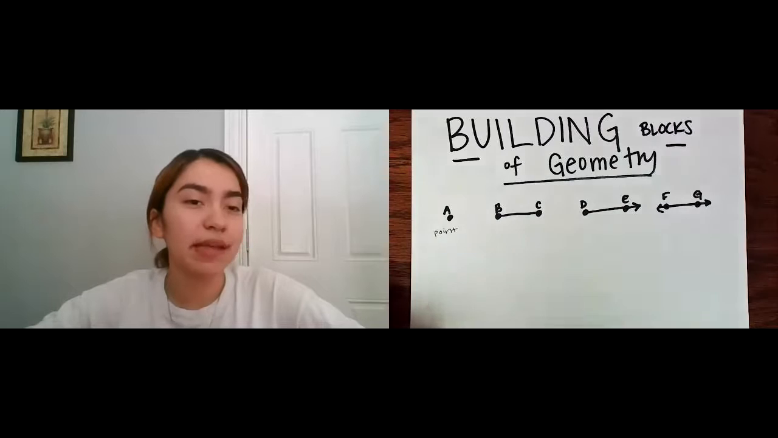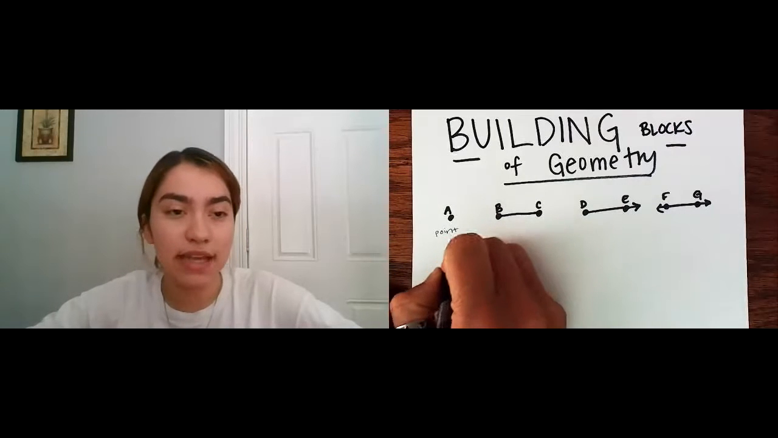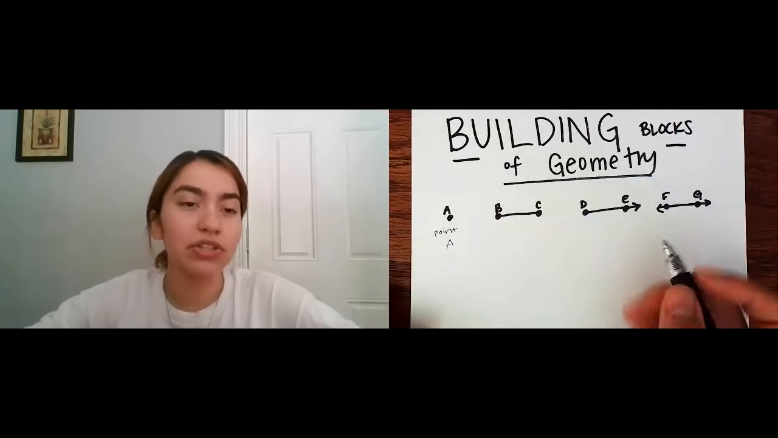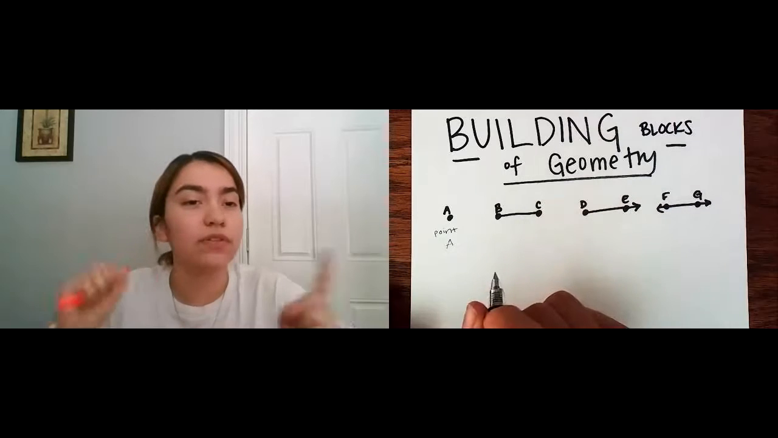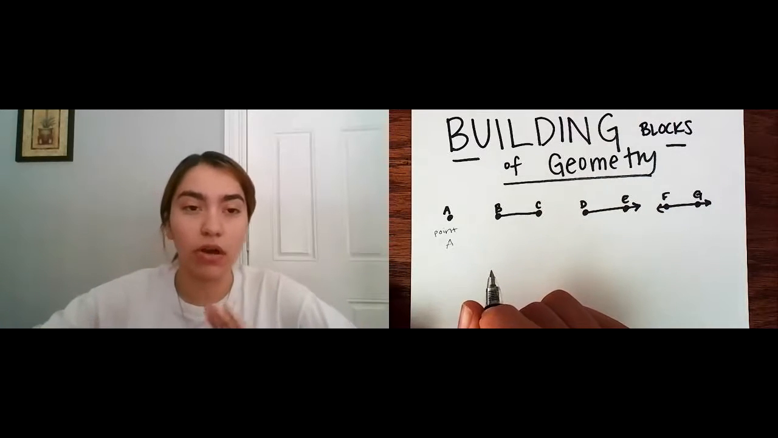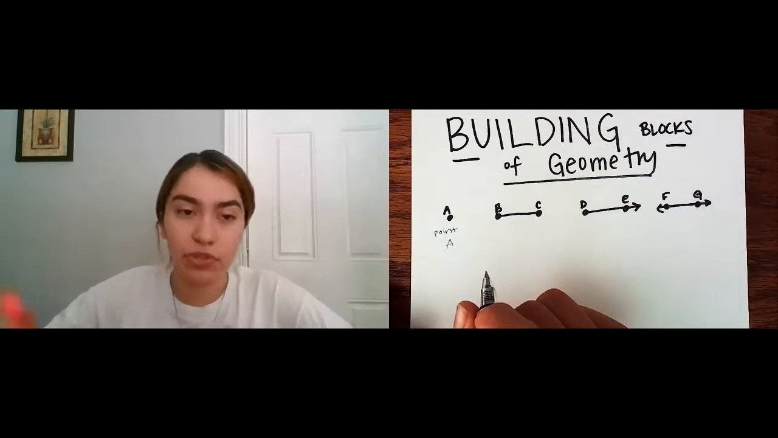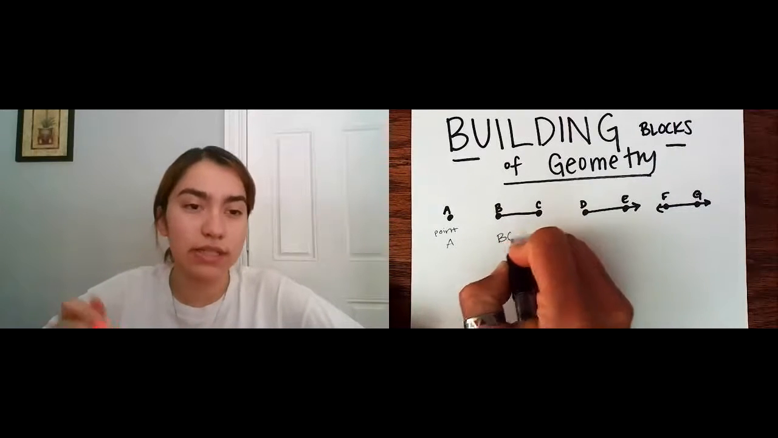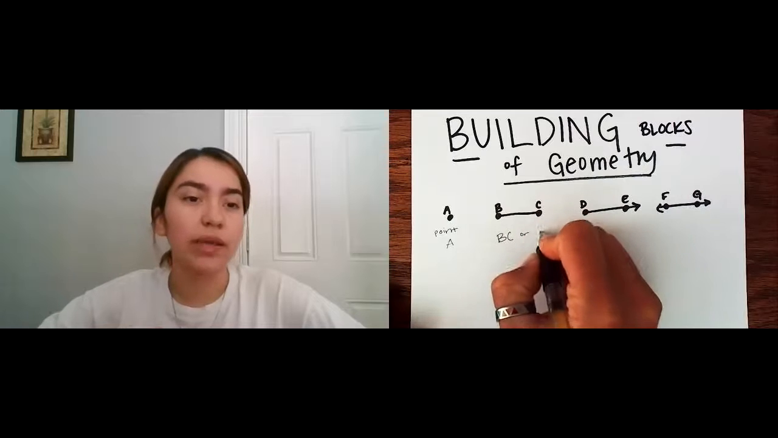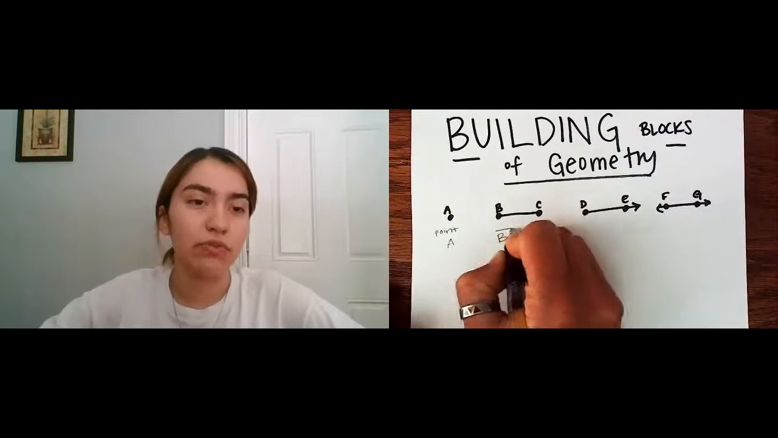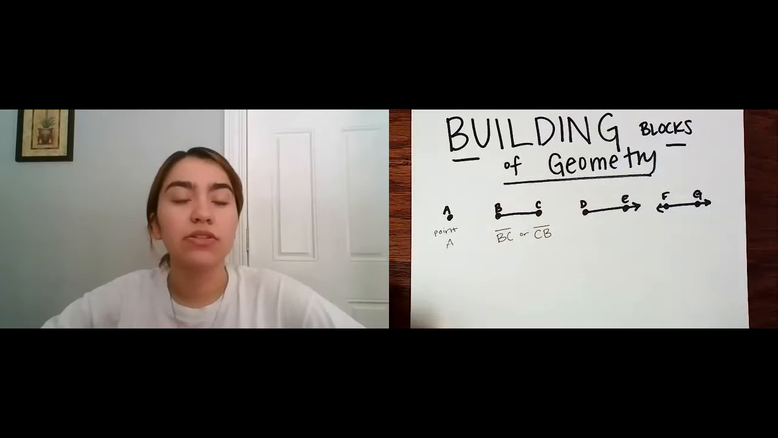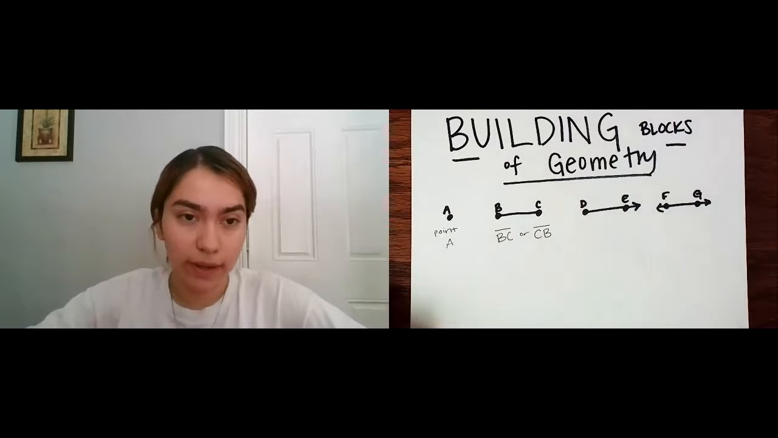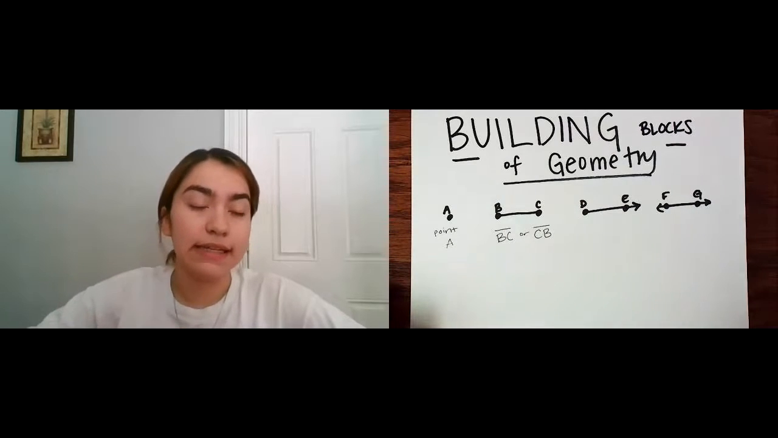Next we have segment BC. So for a segment, you just have to make sure that you have your two endpoints. It doesn't go on in either direction, but you can read it whichever way. You could read this as segment BC or CB. When you're labeling it, just make sure that you write a line on top of it so that you're labeling it the correct way.